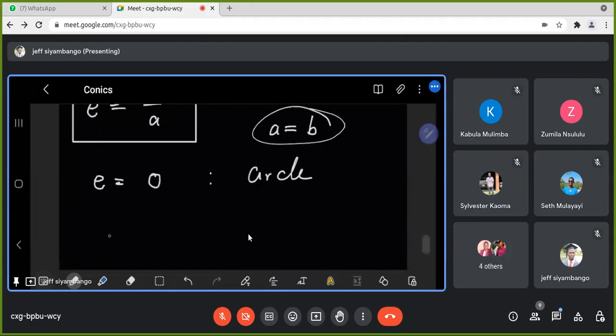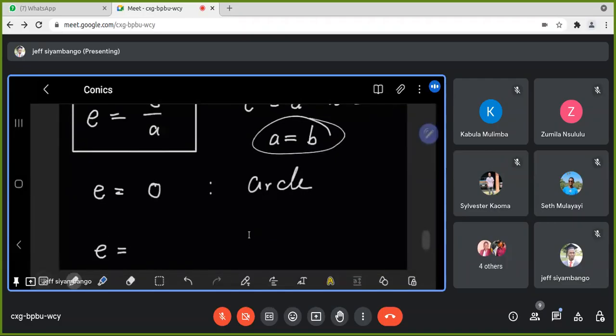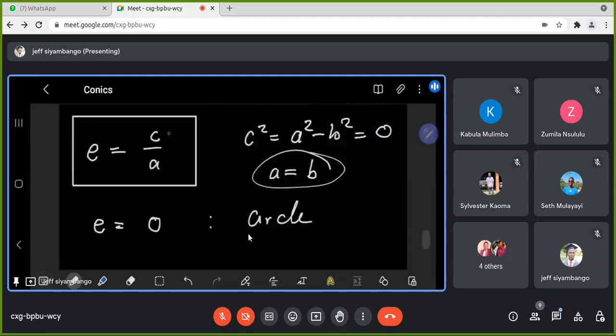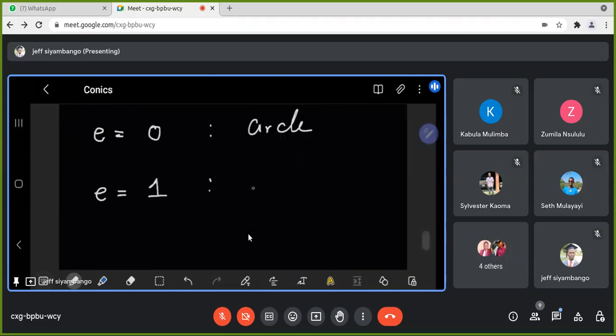But if, let's say, e is equal to 1, what would this be? Well, for e to be equal to 1, it implies that c and a must be the same. Now, this, of course, will only come out if you're dealing with a parabola. So if you're dealing with a parabola, then the eccentricity is going to come out as 1.